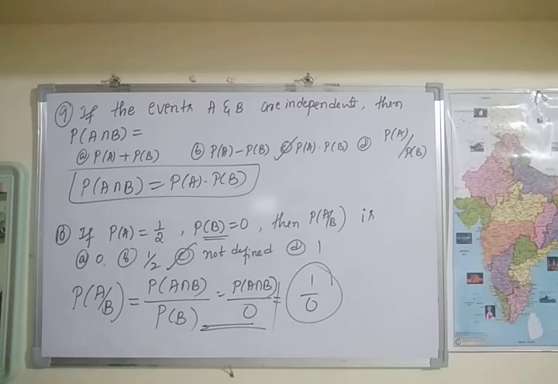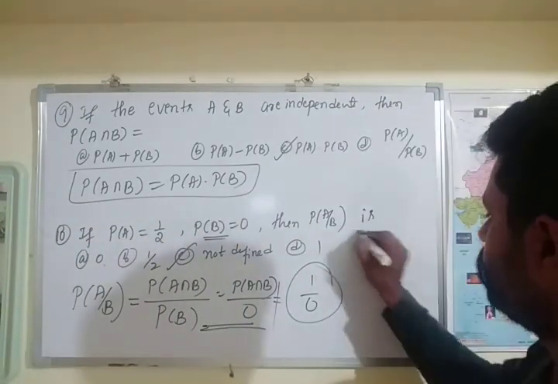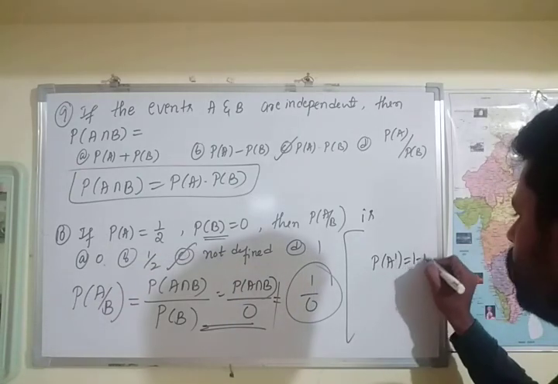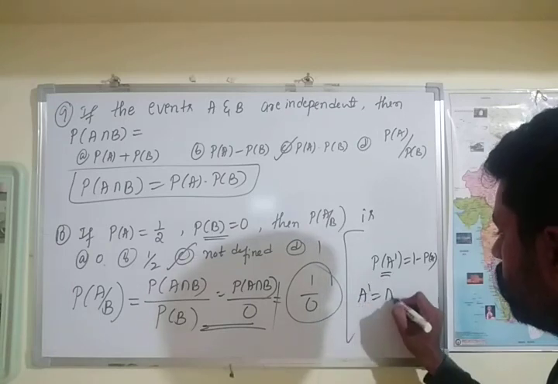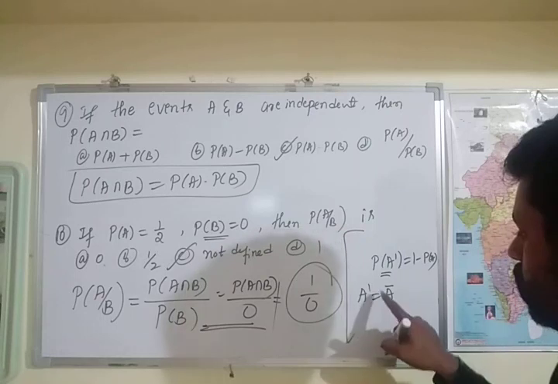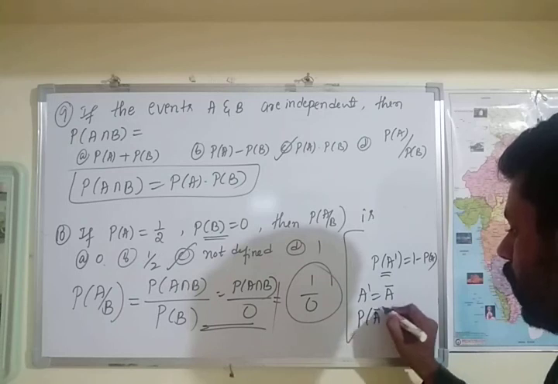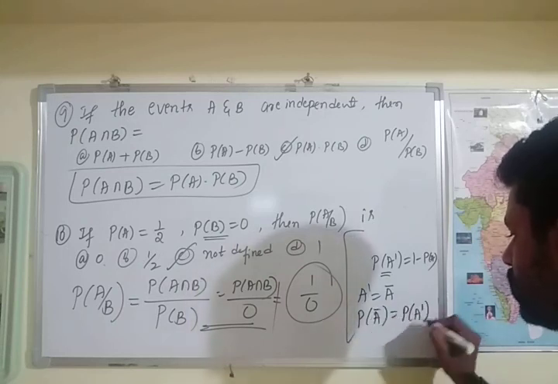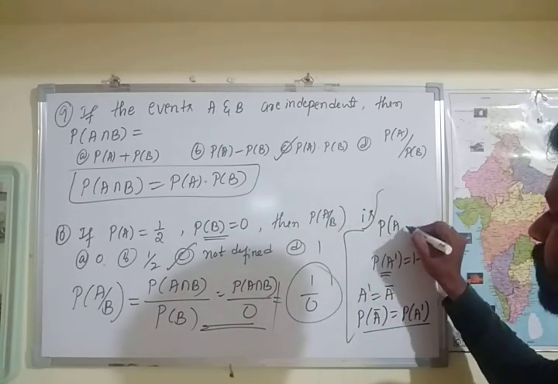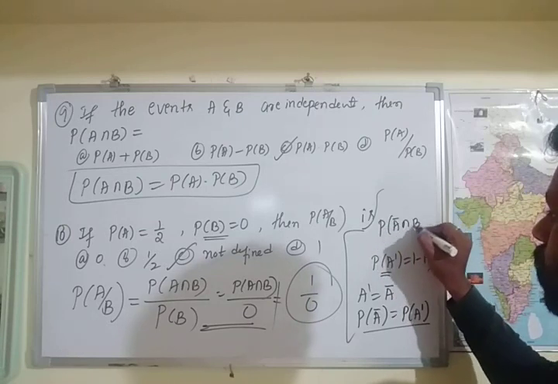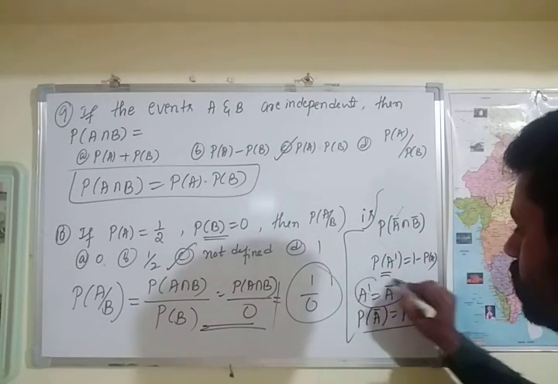One more important point here. We consider the notation A dash, or P of A dash, can be written as 1 minus P of A. P of A dash, or A dash, or A complement, can also be denoted as P of not A. Both results are the same. Sometimes they will give results in the form of P of A dash intersection B dash, or P of not A intersection not B. Both results are equal, the not-A form.